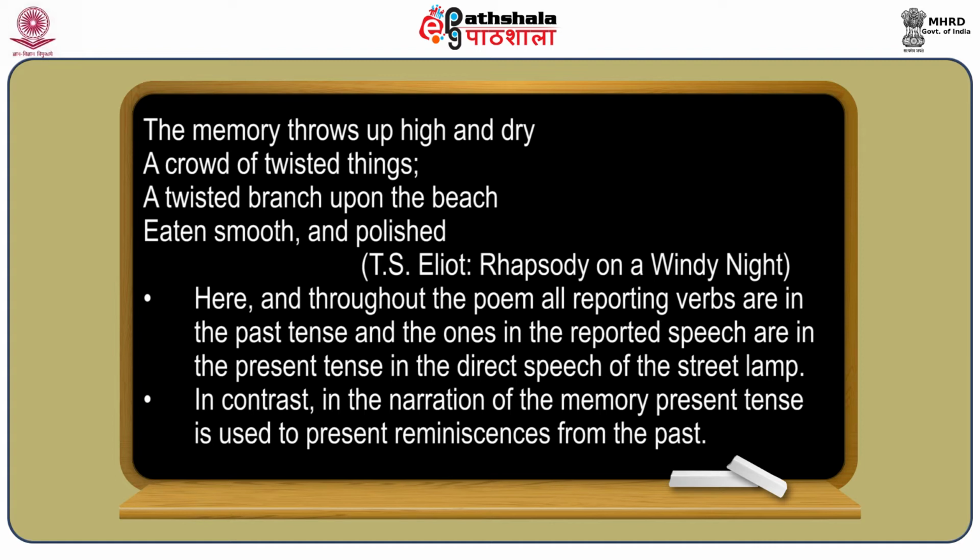The verb throws, the memory throws, which reveals things related to the past, twisted things, twisted branch, eaten smooth, polished. The contrast in the use of the verb forms for the direct speech and the narration functions to express that in the light of the lamp, one finds symptoms of the present in the past, while in the memory, the past lurks in the present.